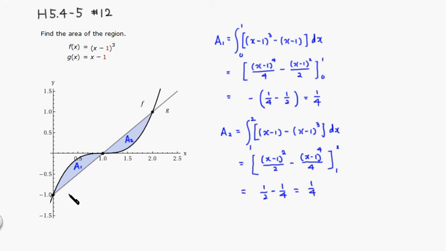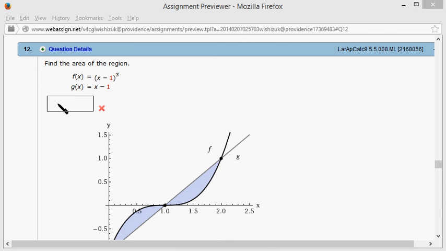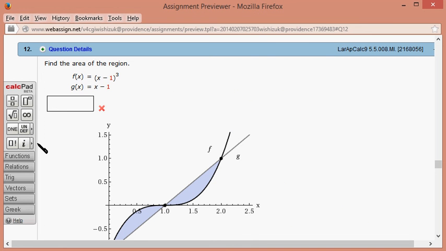So the area that you're looking for, A, is simply the sum of A1 and A2, which is 1/4 plus 1/4, which is 1/2. So this is the area. Let's type it in. It's going to be 1/2.